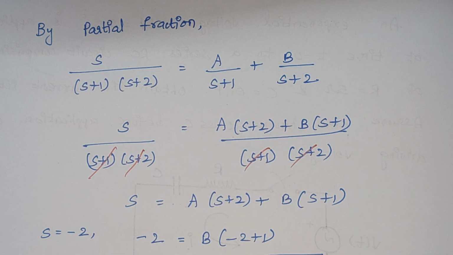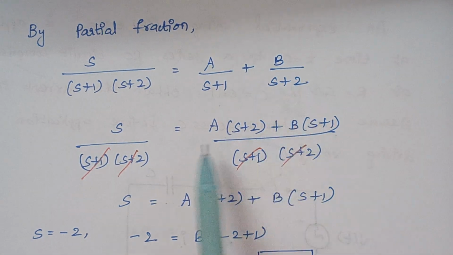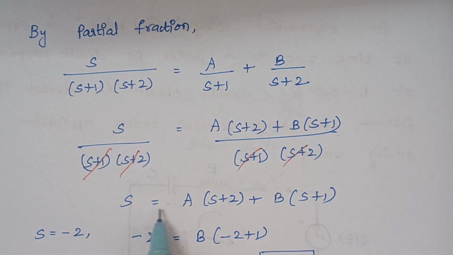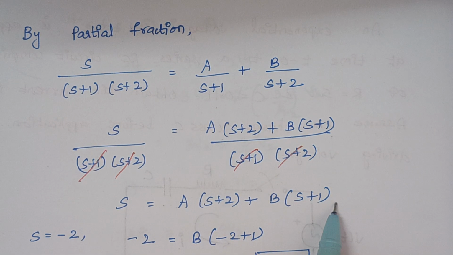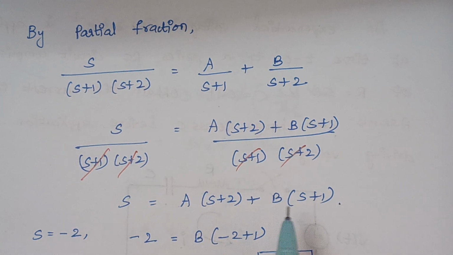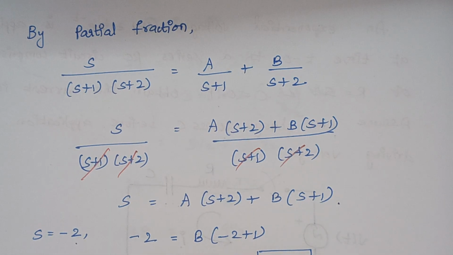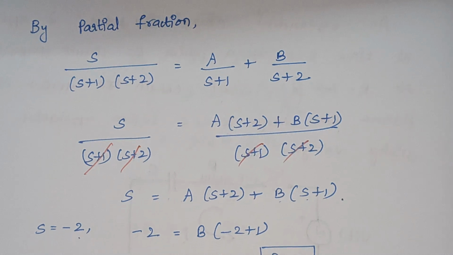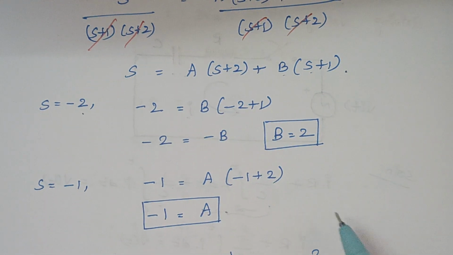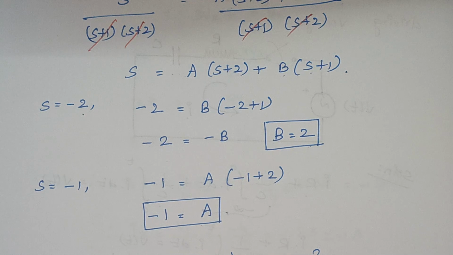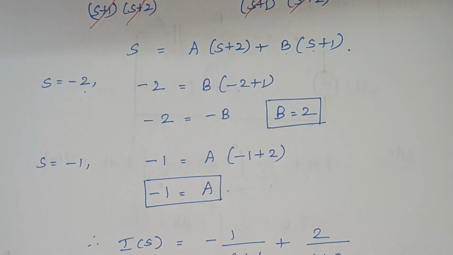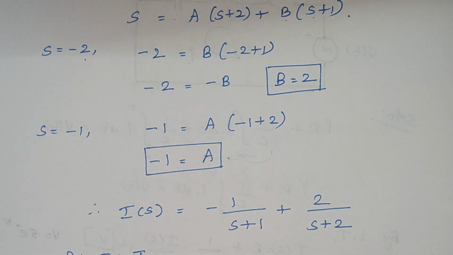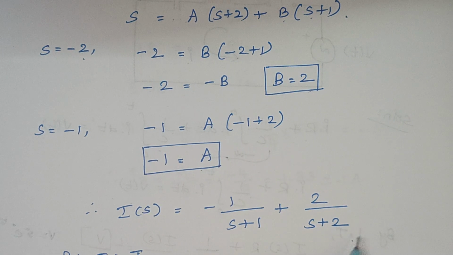The next step is we have to apply partial fraction. When you apply partial fraction and once you take LCM, this is our expression. Again, here we have to find the values of A and B. Just substitute the value of s equal to minus 2, and we can get the value of B. Similarly, when you substitute s equal to minus 1, we can get the value of A. So the values of A and B are given. Now, when you substitute these values in the expression for I of s, this is our expression.